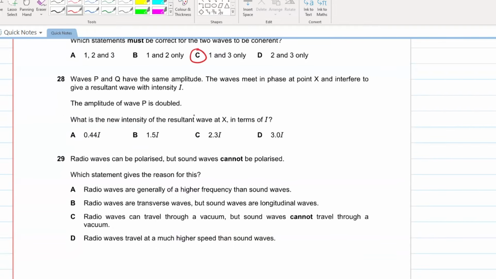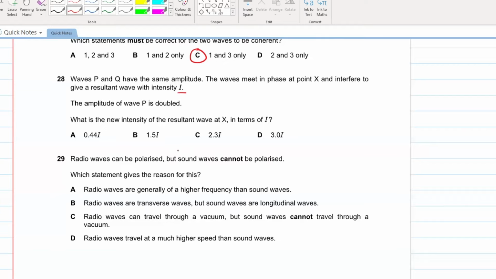Let's further move ahead. Waves P and Q have the same amplitude. The waves meet in phase at point X and interfere to give a resultant intensity Y. The amplitude of P is doubled. What is the new intensity of the resultant wave at X in terms of I?